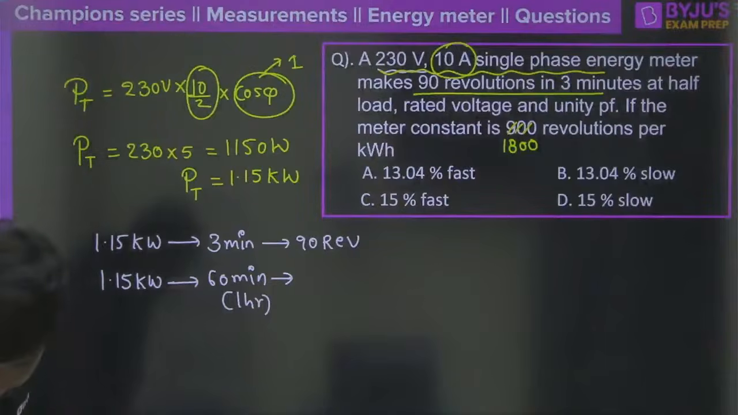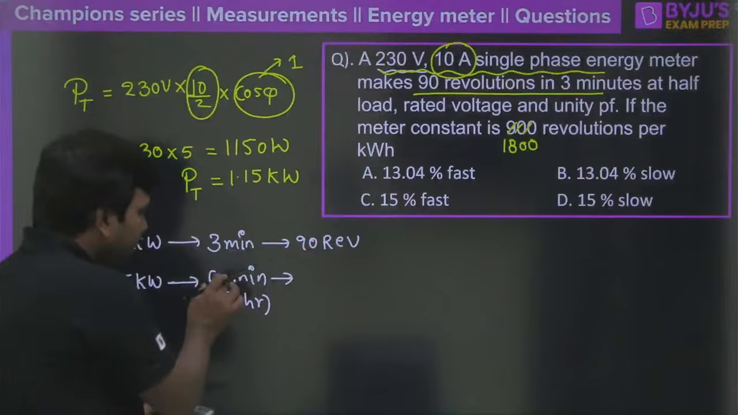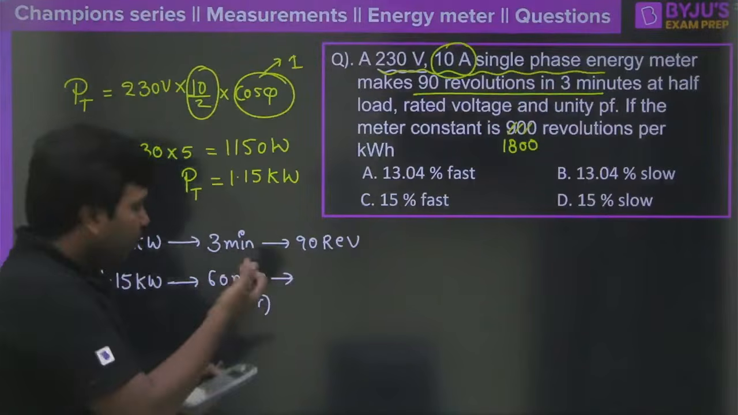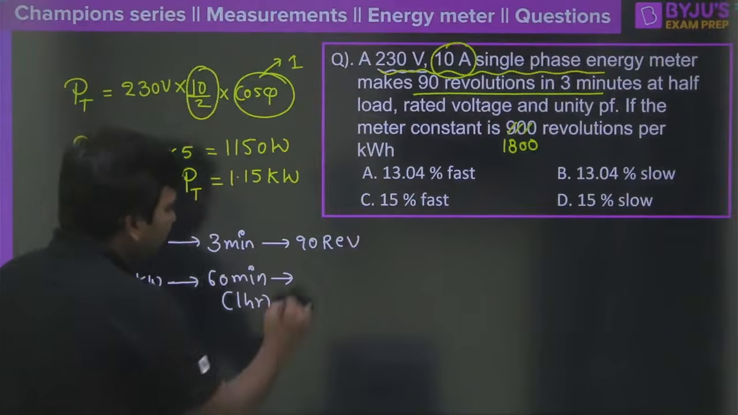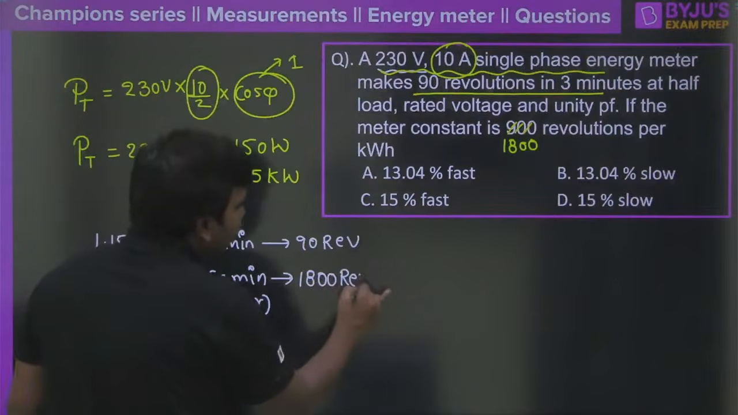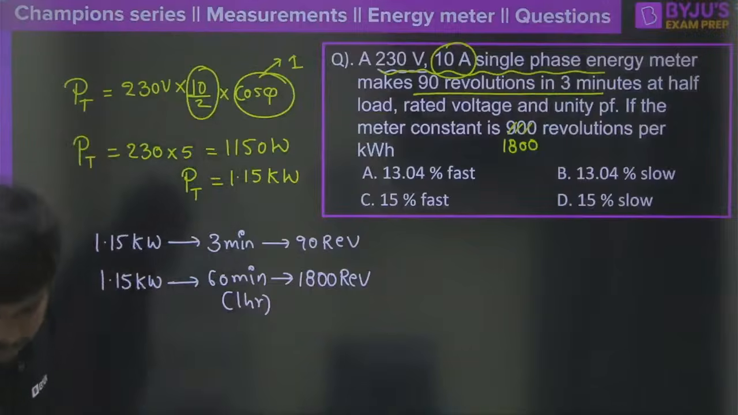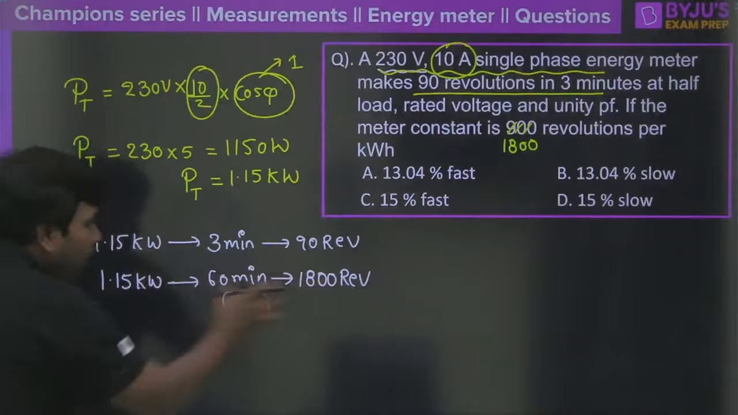If you multiply by 20, I am very sure, because 3 minutes means 90 revolutions, so 60 minutes, you need to multiply with 20. 20 into 90 I need to multiply. So it will come to 1800 revolutions. Good, very good, right? So 1800 revolutions. Excellent. There is no issue. 1800 revolutions, but that is for 1.15 kilowatt.